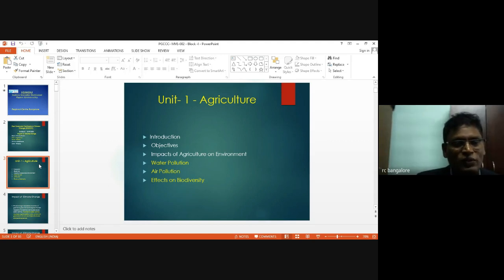So we're going to see the introduction and objectives, and the impacts of agriculture on the environment. Water pollution and air pollution create environmental pollution, which has an impact on the environment, and simultaneously it has an impact on climate change and effects on biodiversity. That means whatever organisms inhabit the earth, what kind of impact these environmental pollutions have on them. All these things we are going to study in this unit.